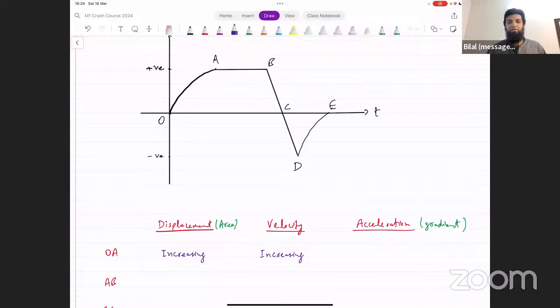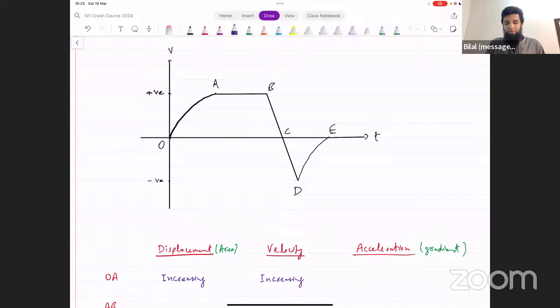Think again. What's happening from O to A to acceleration? It's a velocity time graph, remember? What does the gradient of a velocity time graph represent? Acceleration. Gradient represents acceleration. What's happening to the gradient in this part of the graph from O to A?